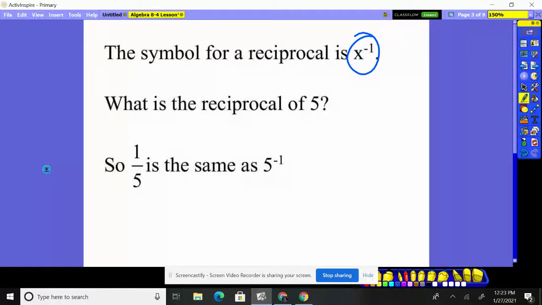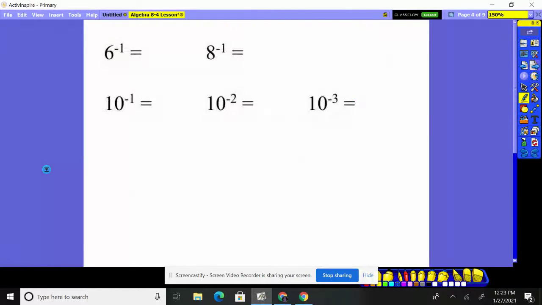So what's a reciprocal of 5? You and I know 5 is 5 over 1, so the reciprocal is we flip it. So 1/5 is the reciprocal of 5. That means 5 to the -1, remember, -1 power means it's reciprocal, is 1/5. So what about 6 to the -1? Well, that's just 1/6. The reciprocal of 8, 1 over 8. The reciprocal of 10, 1 over 10.